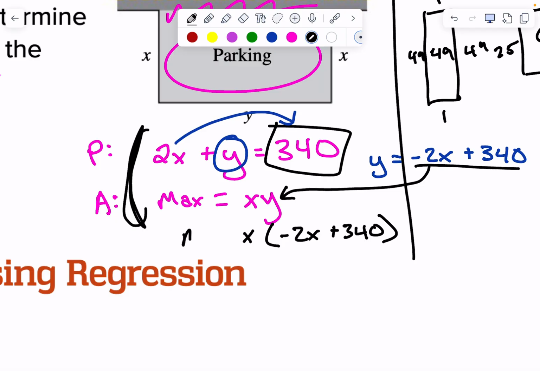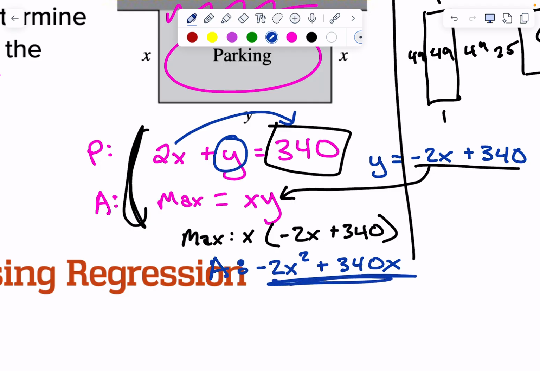I want to maximize that. This is still finding the area, right? Area is equal to that thing. Let's distribute the x through. So I've got negative 2x squared plus 340x, and I'm trying to maximize that. That's the area, right? What does this look like if I graph it? A downwards parabola, right?